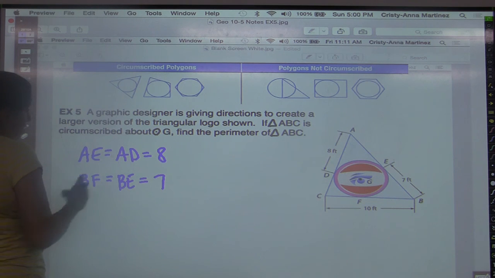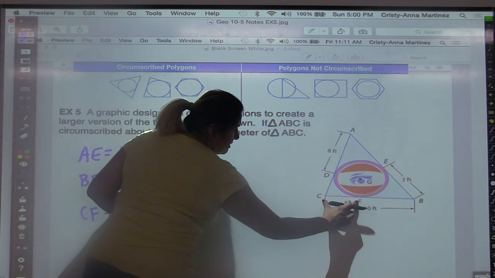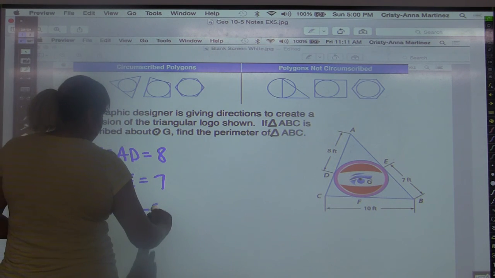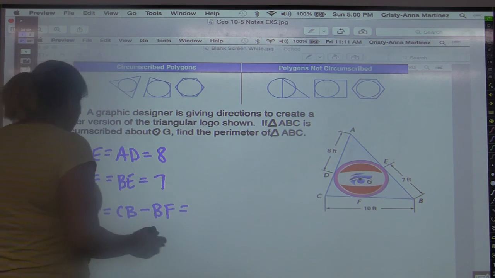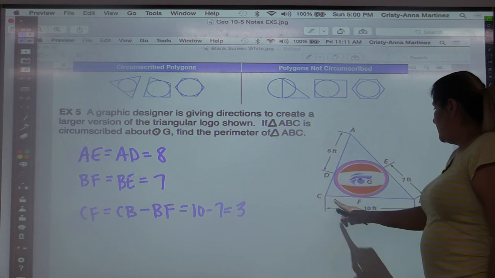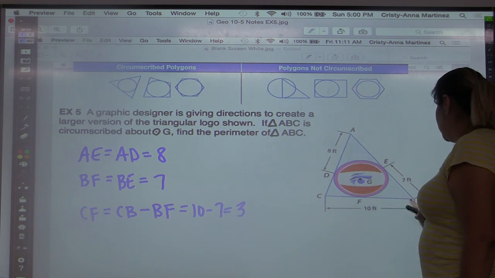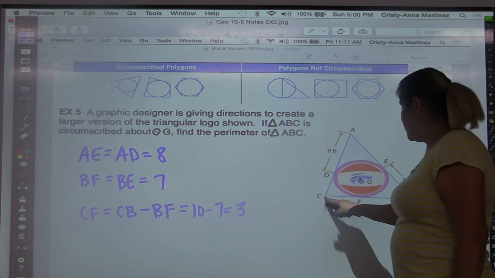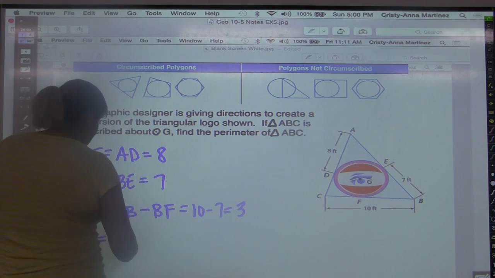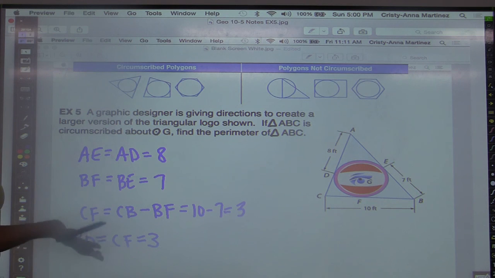And if BF is 7, then I know that CF, this little piece right here, would be equal to the entire segment, which is CB, minus BF, which would be 10 minus 7, which is 3. I hope that you followed there. So CF equals the entire segment, 10, minus the distance from B to F, which we know is 7. That means that CF is 3. And CD is the same as CF, and we just discovered that CF is 3. That means CD is 3. And now we have all of our missing pieces.